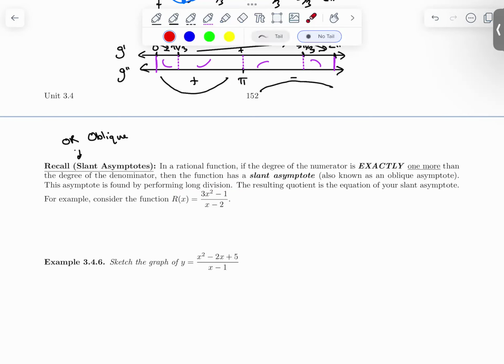The only reason why I can do synthetic is because my denominator is of the form x minus a number or x plus a number. If it was 2x, so let's just say 3x minus 2 for a second, then I could not use synthetic. Synthetic only works when you have a denominator of the form x plus or minus c. So I'm going to do that on the side.